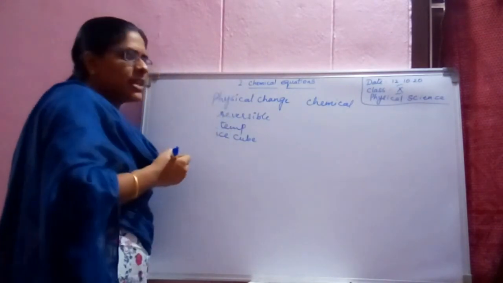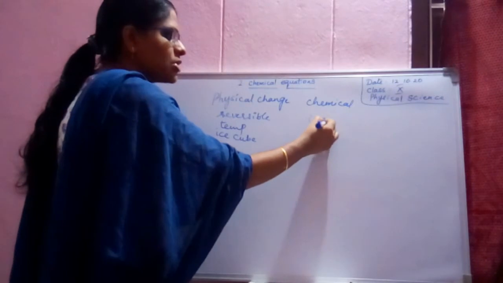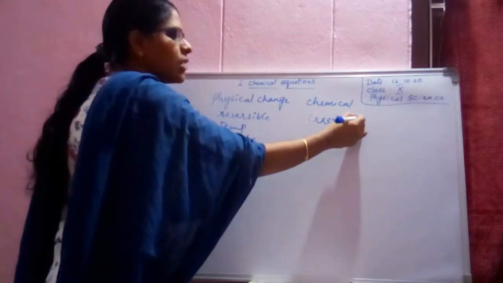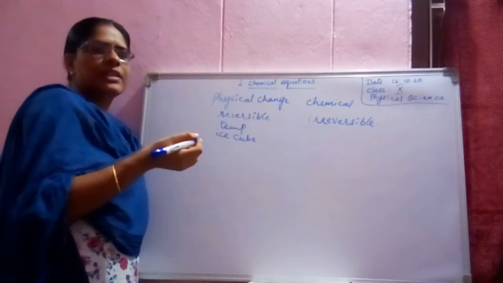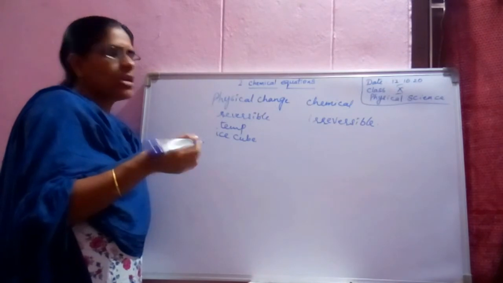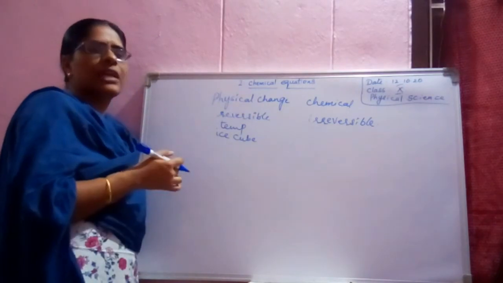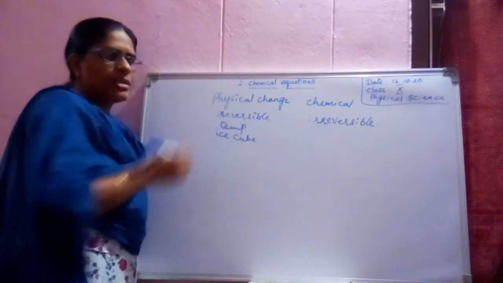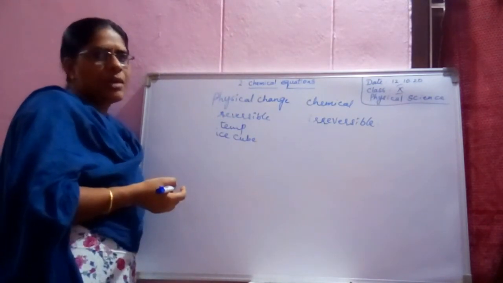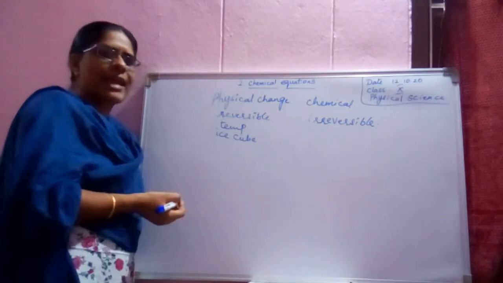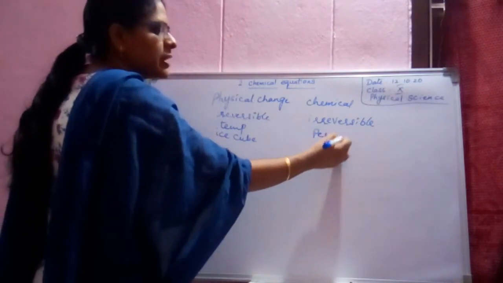Next, we have studied that a chemical change is an irreversible change. That means it cannot come back. Whatever products are formed after the chemical reaction has undergone, taking the products again, you won't get the reactants. Hence, such changes we call an irreversible process or irreversible reactions. Next, we said chemical changes are permanent changes.